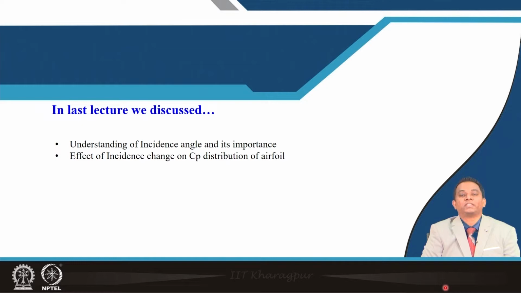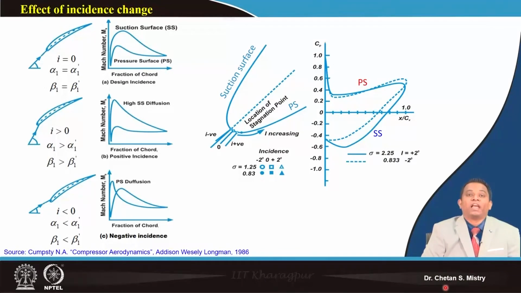So we realized this change of incidence is what happens with the change of axial velocity and change of peripheral speed. If I am decreasing my axial velocity or increasing my peripheral speed, that leads to an increase of incidence angle. Now when we say increase of incidence angle, that has a certain effect on the flow physics on the suction surface of the blade. In line with that, we started discussing what the change in the CP distribution will be.